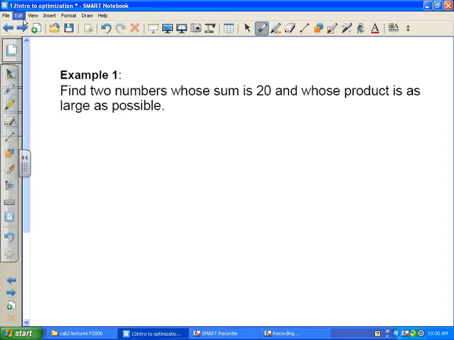I want two numbers that add up to 20 and that multiply to as large of a number as possible. Okay. Before we do calculus on this, let's just do some trial and error. Okay. Give me two numbers that add up to 20. Any suggestions? We'll do a few trial and error. 10 and 10 seems like the easiest thing that comes to mind. 10 and 10. And what is the product there? 100. Right?